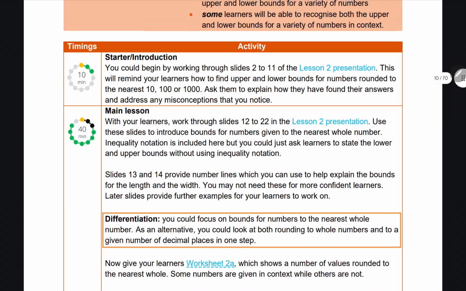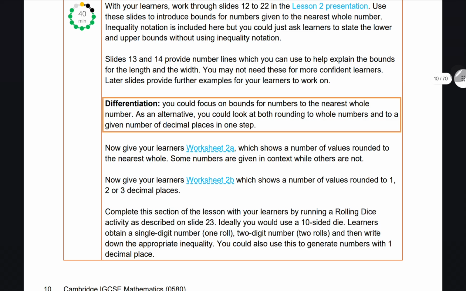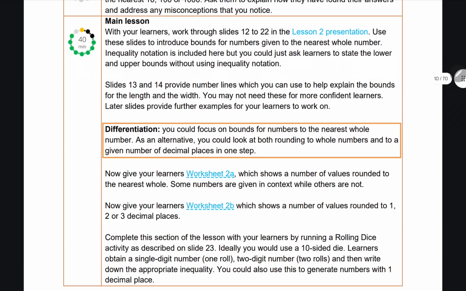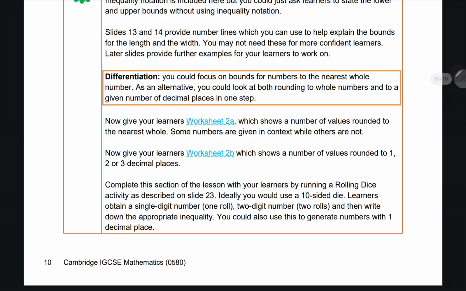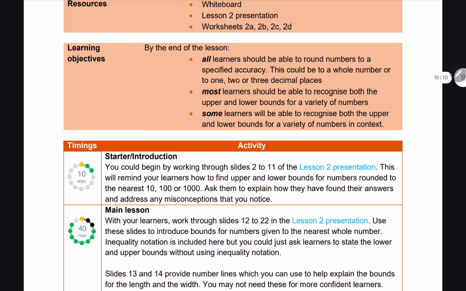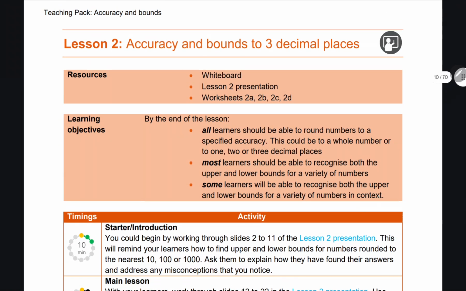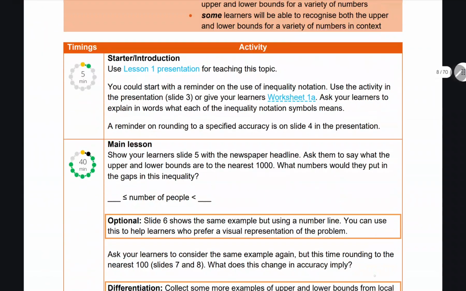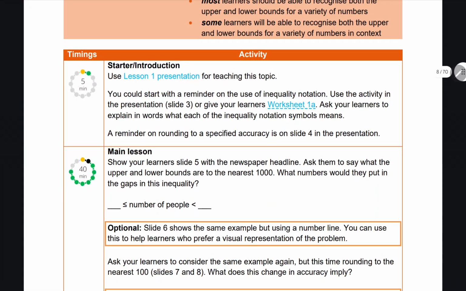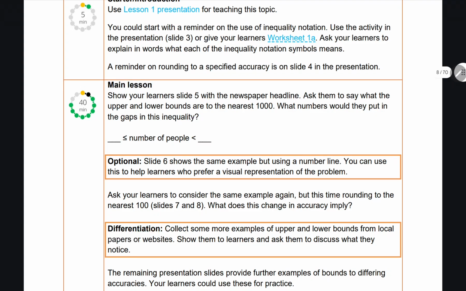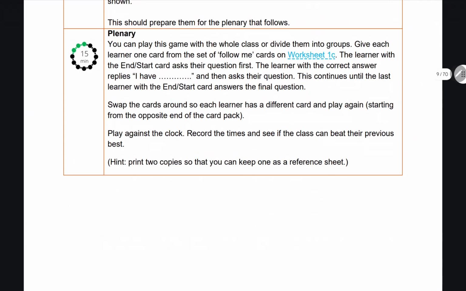13 and 14 provide number lines which you can use. For differentiation, you could focus on bounds for numbers to the nearest whole number. As an alternative, you could look at both rounding to whole numbers and to a given number of decimal places. What do you mean? This is lesson 2, sorry. This is starter and the main lesson. I was like, why are we not using worksheet 1 anymore?